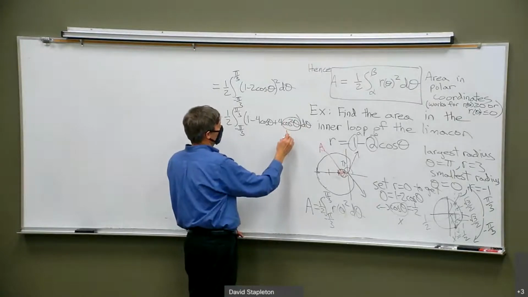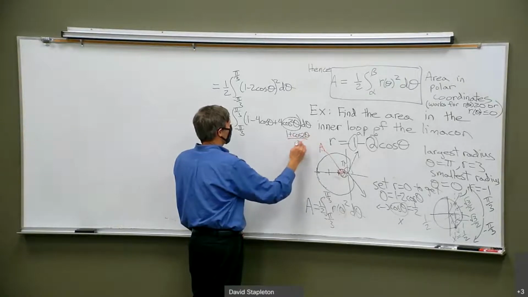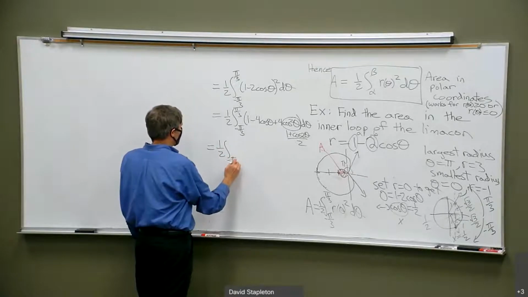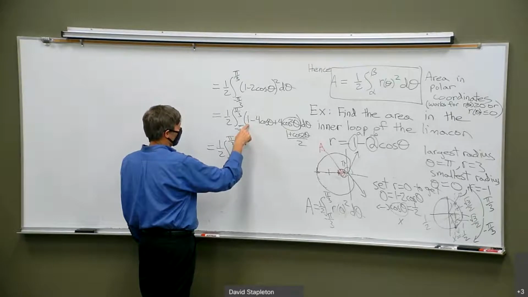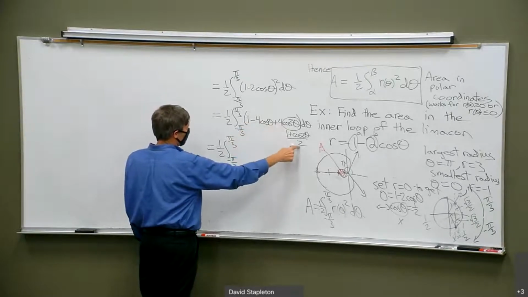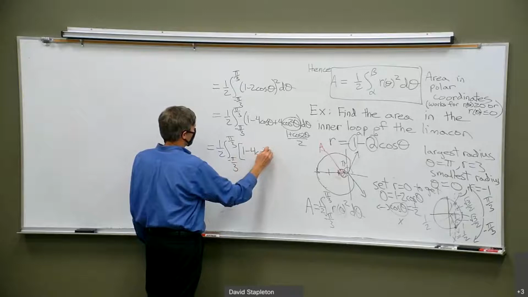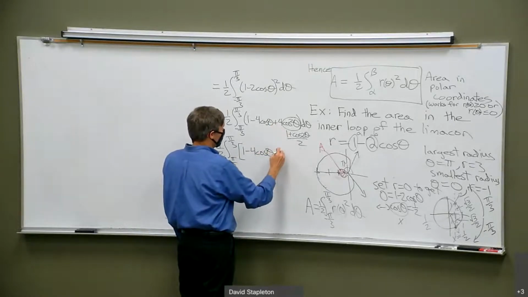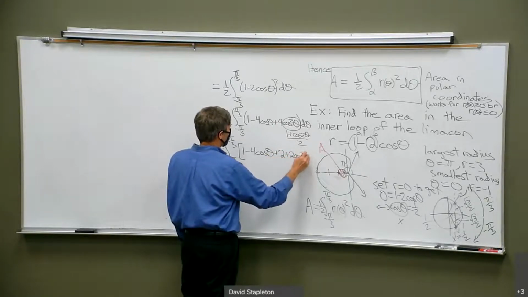Now here's a half angle. Rewrite that as 1 plus cosine 2 theta over 2. So this is now 1/2 the integral from minus pi over 3 to pi over 3. I've got 1 here, plus 4 times a half. Let's just write out the steps: 1 minus 4 cosine theta. Sometimes I try to do too many at once. Plus 4 times this, which is 2 plus 2 cosine 2 theta.